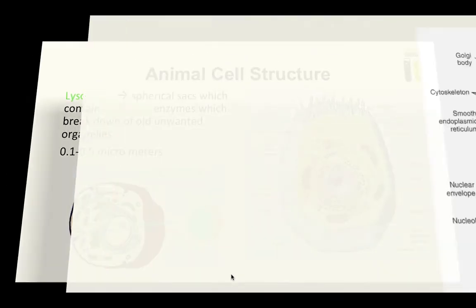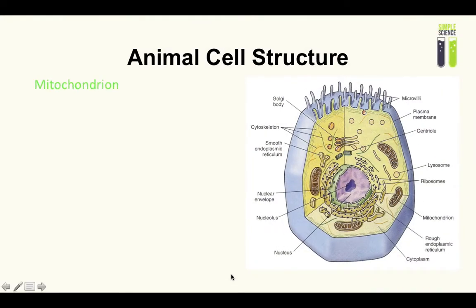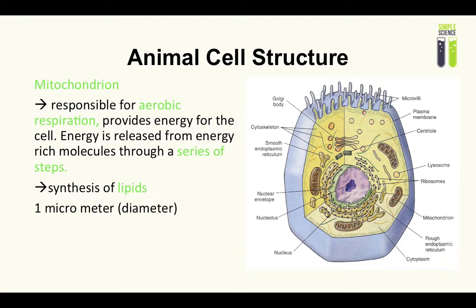And now let's move on to the next organelle, which is known as the mitochondrion. As soon as you see mitochondrion, you should realize that this is the powerhouse of the cell. This is where all the energy is made and released, and it's what keeps your body going. Now here in the diagram, you can see that the mitochondrion is this specific structure, and the function of the mitochondrion, if you want the mark, is responsible for aerobic respiration. It provides energy for the cell.